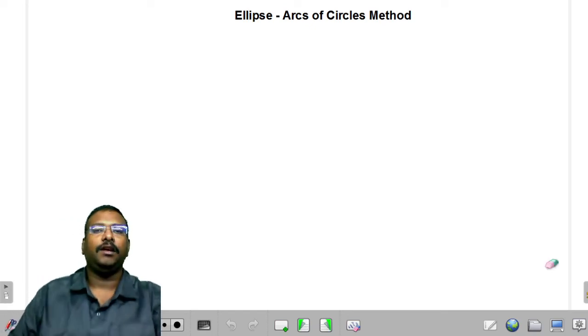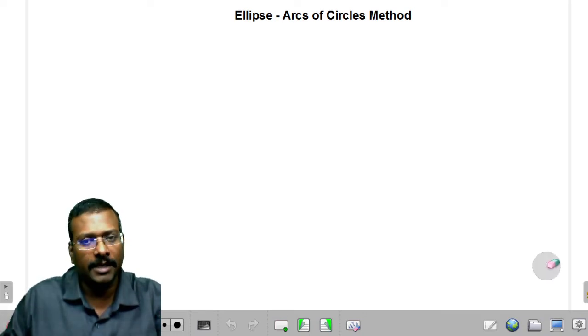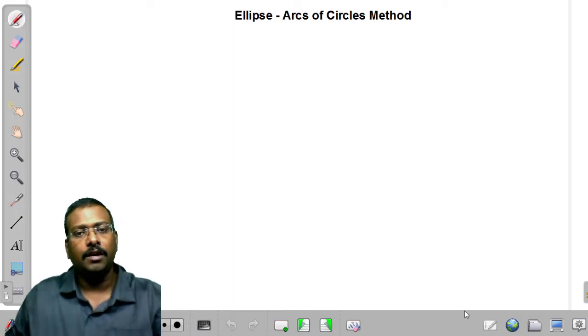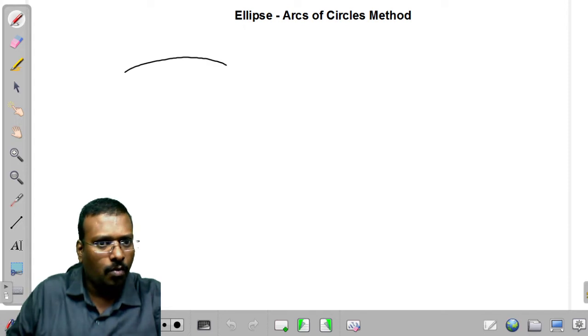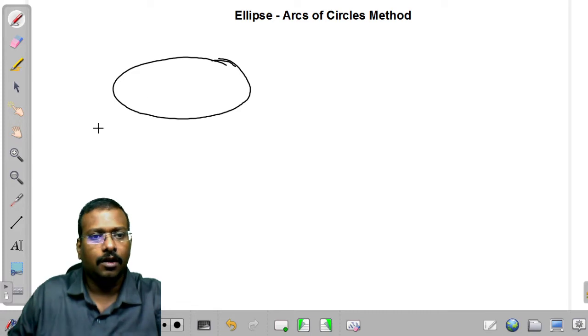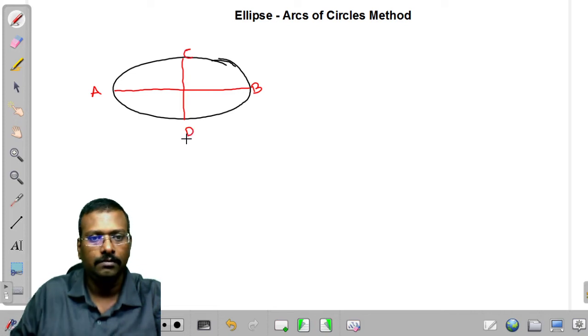Hi friends, before moving on to the construction procedure for the arcs of circles method, we should be aware of a few elements before starting. If it is an ellipse, we know that this is the major axis AB, this will be the minor axis CD, and there will be focal points F1 and F2.